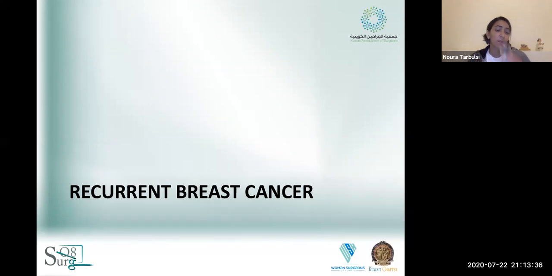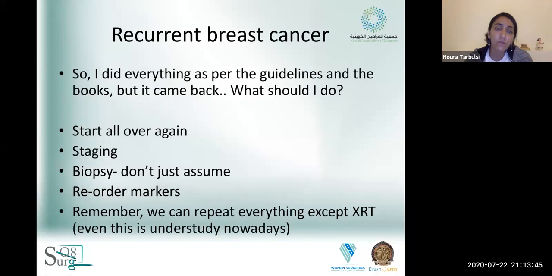Recurrent breast cancer. So it sucks. You do everything by the book, you follow the guidelines, and then the disease comes back. So what do you do? You have to start all over again. Pretend that this is a new presentation. You restage the patient. You biopsy things. You don't assume that this is a local recurrence.